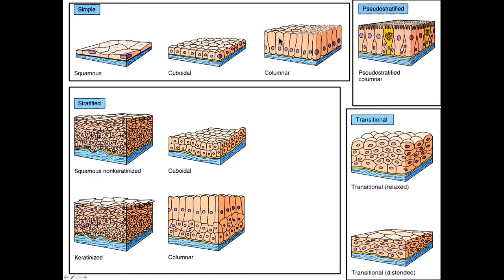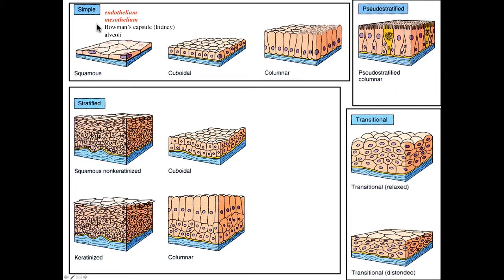So simple squamous epithelium, for example, the lining of Bowman's capsule in the kidney and the alveoli in the lungs would be a simple squamous epithelium. The mesothelial lining of the body cavity is a simple squamous epithelium. The endothelial lining of blood vessels or lymphatic vessels is an endothelium, but it's a simple squamous epithelium.